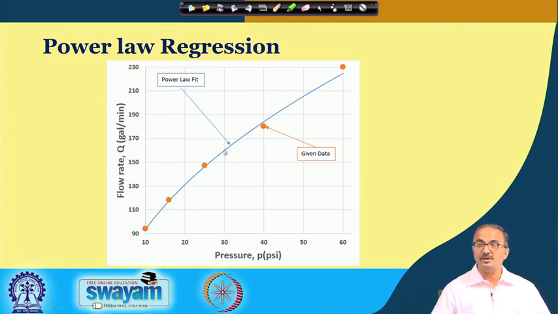Here we are plotting the regressed curve, and these are the data points given, and we find that it is not linear. When we plot in a linear scale, it is not linear, but if we plot this P and Q in a log scale, then we shall find that it comes out as a linear curve. That is the difference. So, here we find that it is not a linear curve, it is kind of an exponential curve.